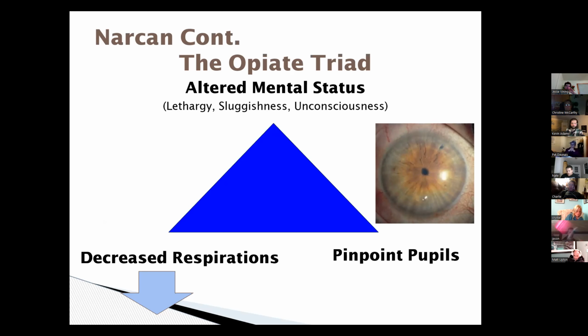They're overdosing. If they just have altered mental status and pinpoint pupils, that just tells you that they're on opiates, but they're not overdosing. It's when they don't breathe well enough that they're really, really overdosing. So if you're ever talking to somebody who just seems drunk or tired or sleepy and you look at their pupils and they're super small, they're probably on opiates.